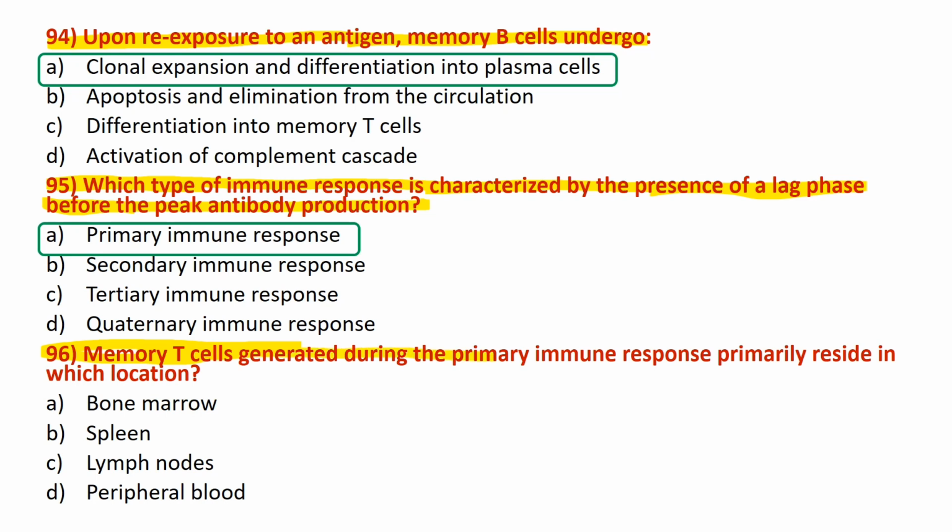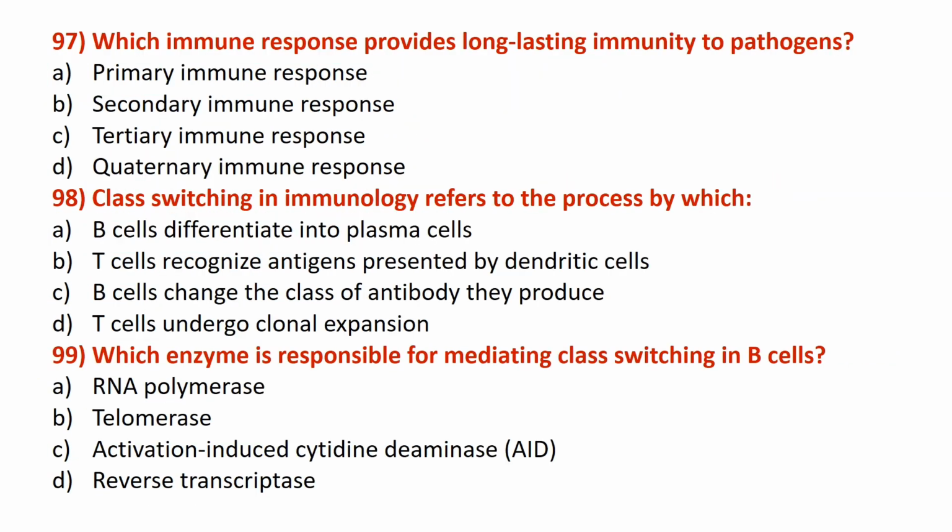Memory T cells generated during the primary immune response primarily reside in which location? And the right answer is option C, lymph nodes. Which immune response provides long-lasting immunity to a pathogen? And the right answer is secondary immune response.